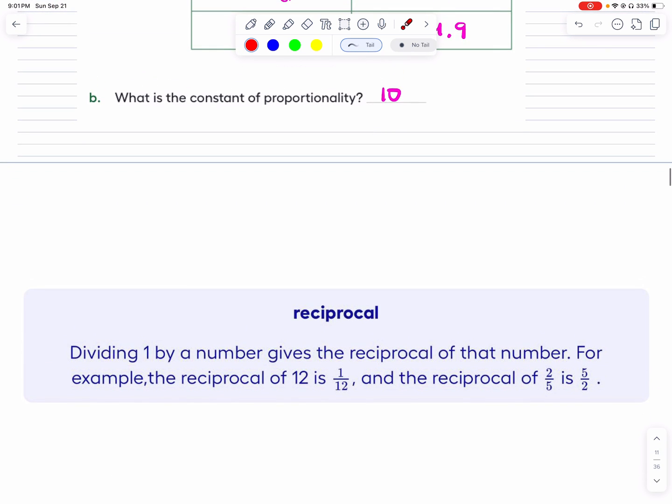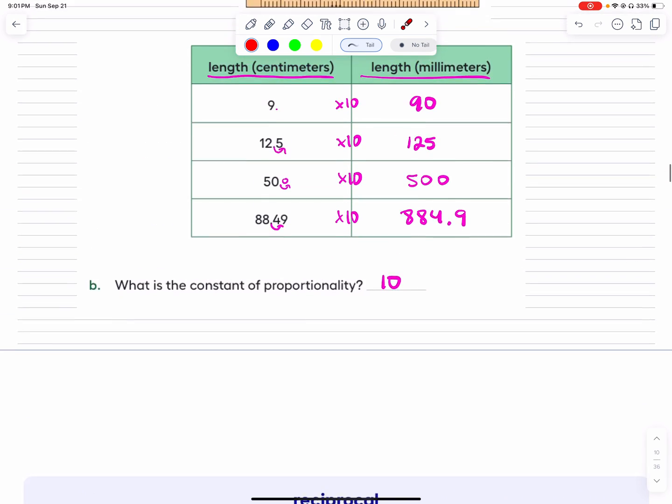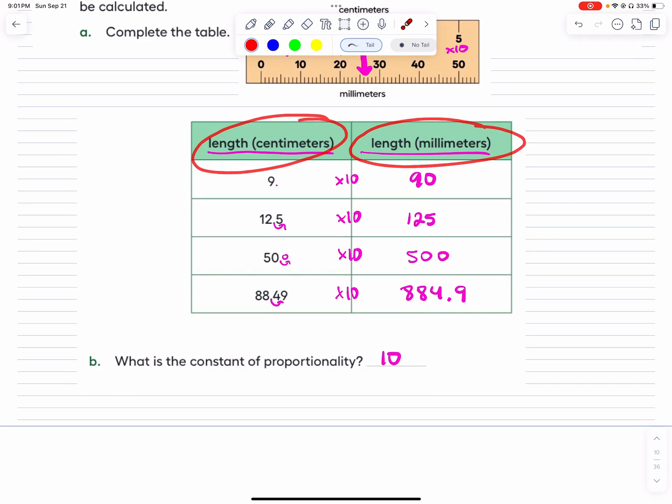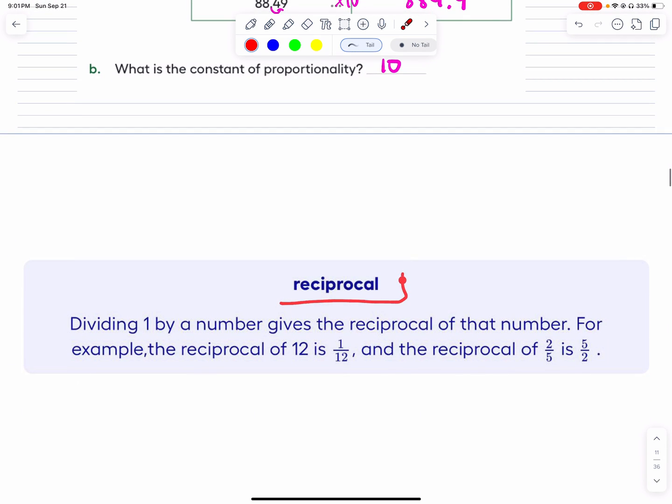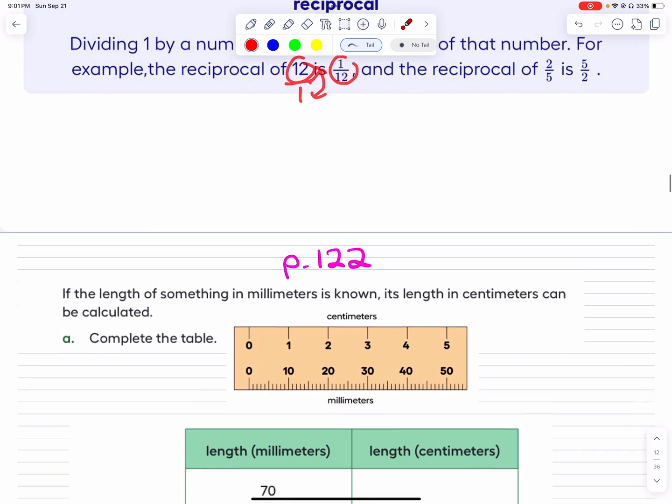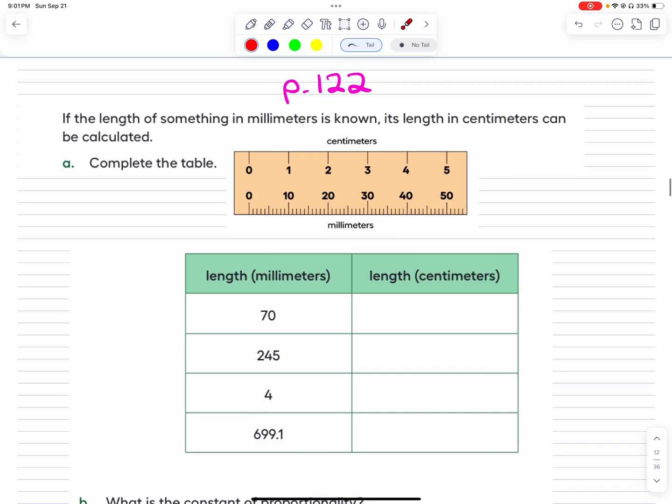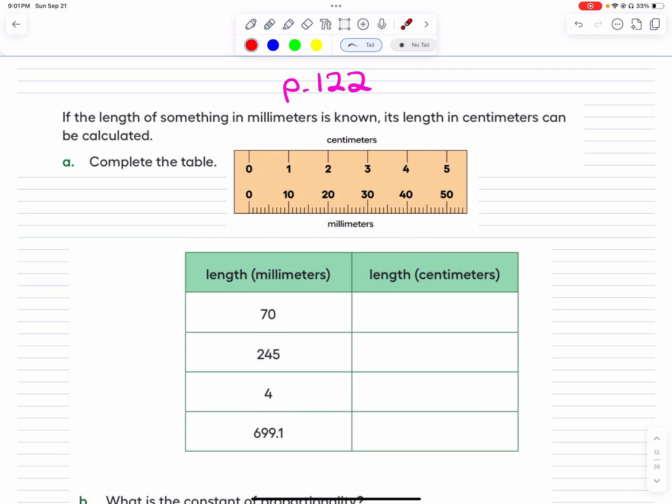Now, we're about to see a second constant of proportionality using these same measurements. But this time we're going to use the reciprocal for it because we're going to need to flip it. And if you don't remember, if you have 2 over 5, the reciprocal of it is just flip. 5 over 2, you just flip the numbers around. That's all. Same thing, 12 over 1, you just flip it around.